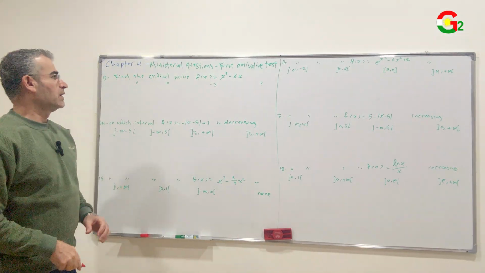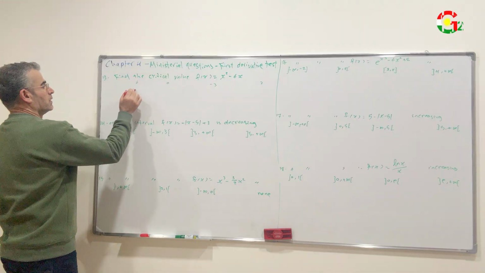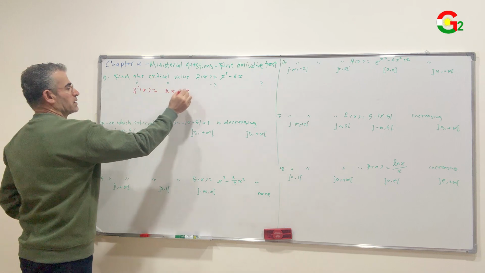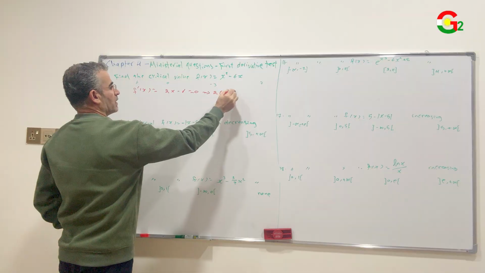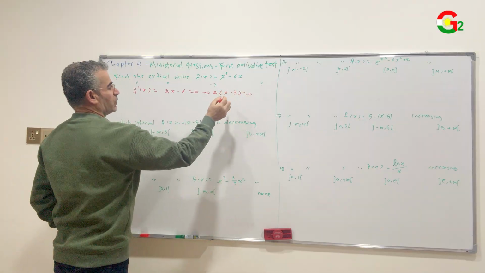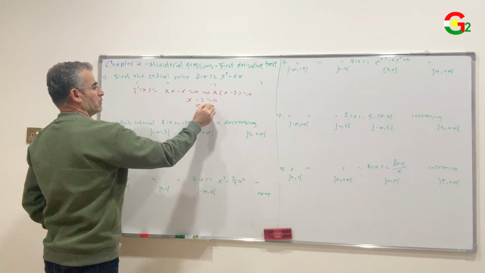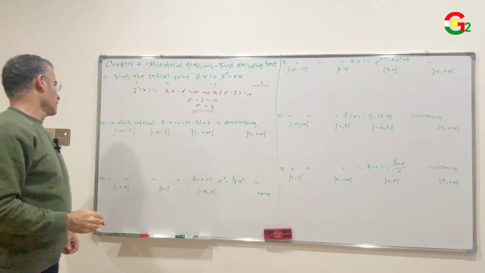Question number 13. Find the critical value of the function f of x equals x power 2 minus 6x. f prime of x equals 2x minus 6. Set it equal to 0. Factorize by 2: x minus 3 equals 0. Divide both sides by 2. x minus 3 equals 0. x equals 3. Choice D.